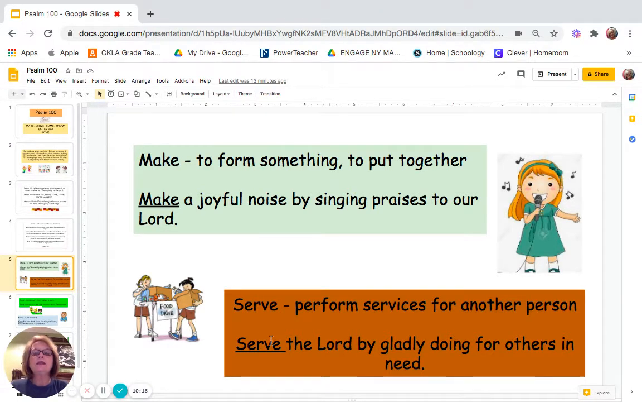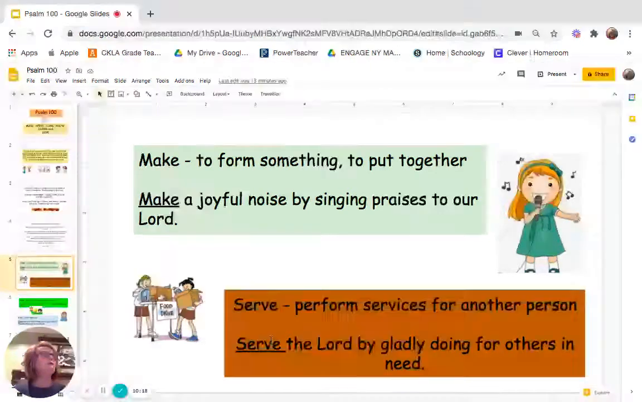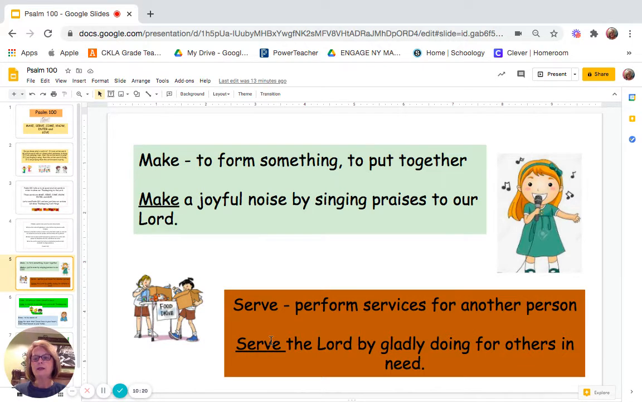So serving can be in many different forms, but the action means to do for others who are in greater need than you are yourself. Okay, you're putting your friends' needs before yours, and that is a great way to serve. And it's showing thanksgiving. It is. Okay, I love that word serve.